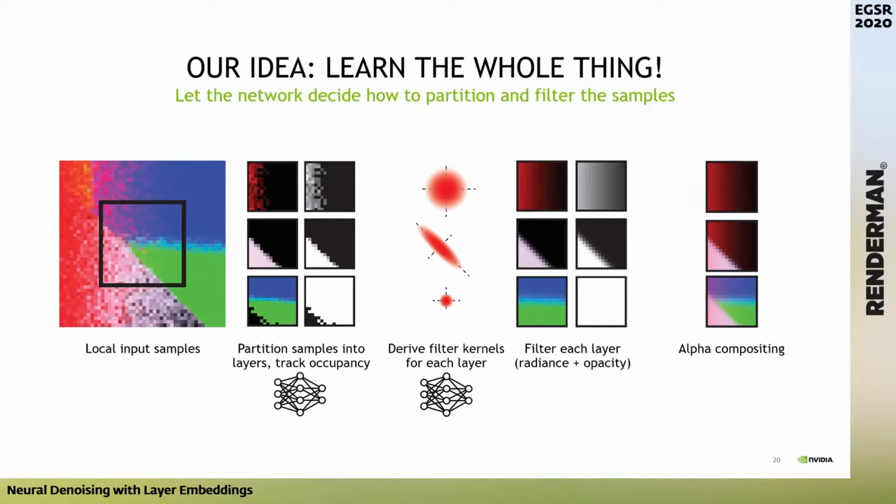So our idea now is to learn the whole thing. Instead of manually partitioning into depth layers, we let a network freely assign samples to a couple of layers. Instead of using handcrafted filter kernels, we let a network freely design kernel weights for each pixel in each layer. We then filter each layer and composite them as before.